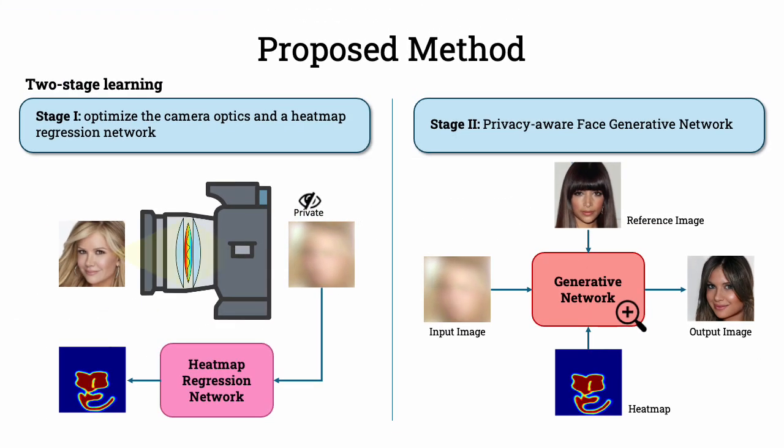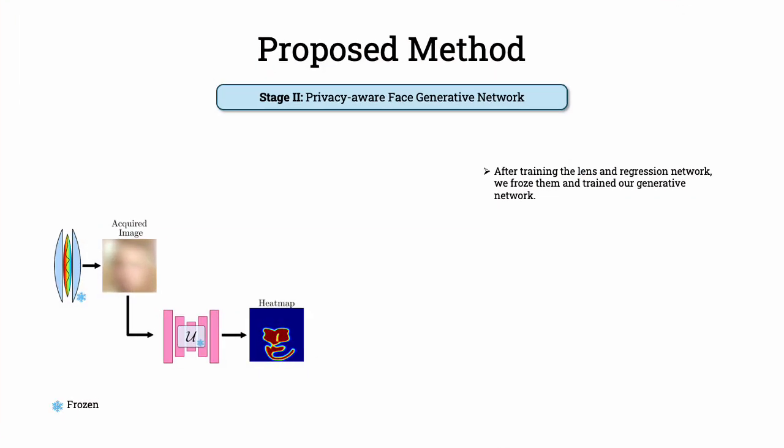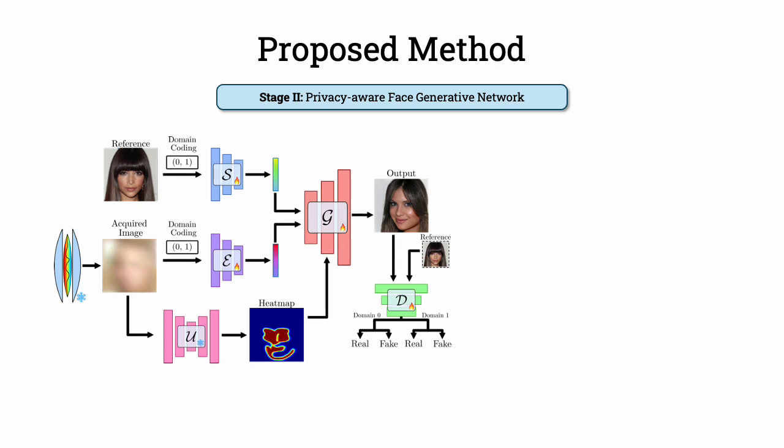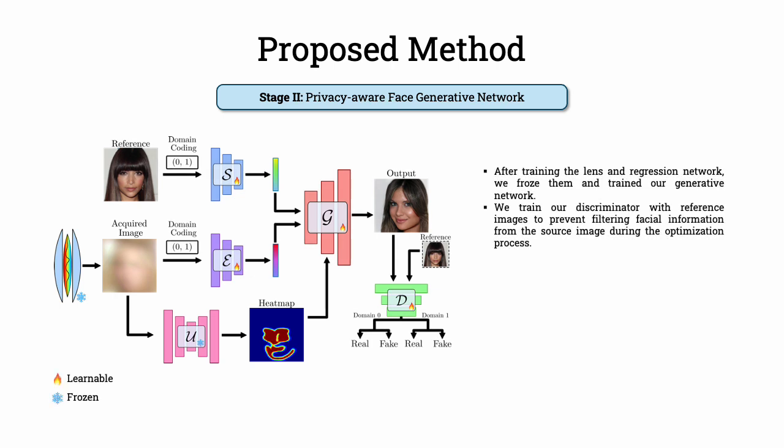Now, let's see the second stage. After training the lens face mask and the heatmap regression network, we froze them and trained our generative network. In contrast to StarGAN, we train our discriminator with reference images to prevent filtering facial information from the source image during the optimization process.